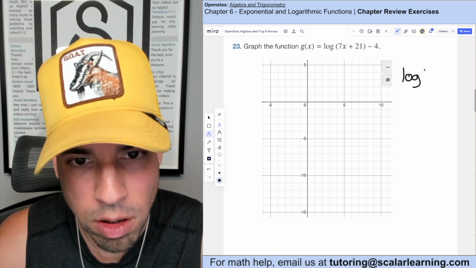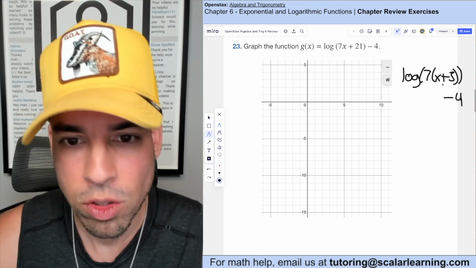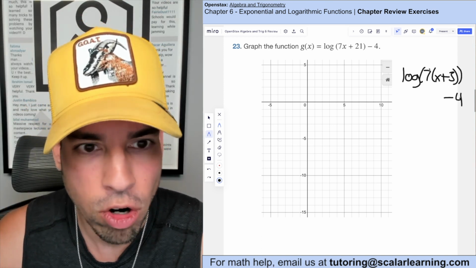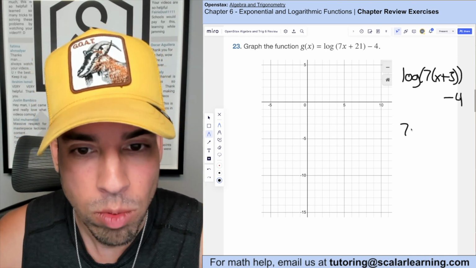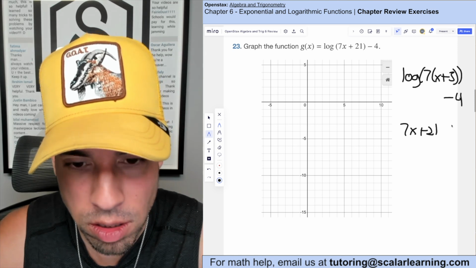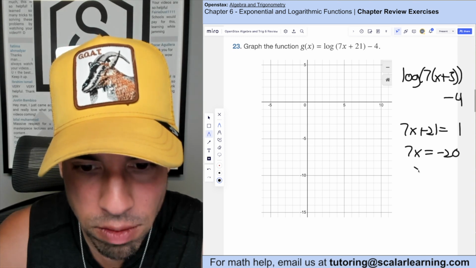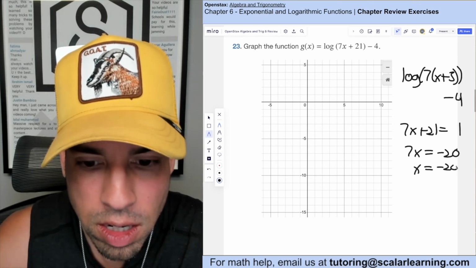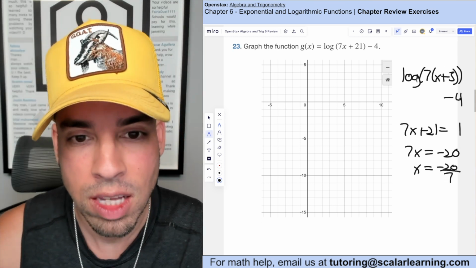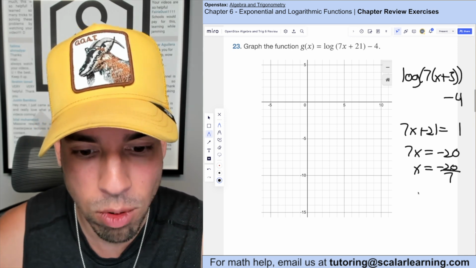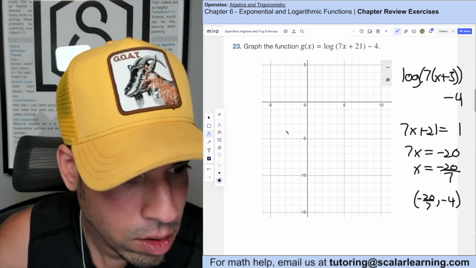So for this one, we're going to start by factoring a 7 out of that internal argument. So it's going to be log of 7 times x plus 3, and then minus 4. The first thing I'm going to do is try and figure out when we can get this argument equal to 1, because log of 1 is always 0. So we're going to set 7x plus 21, this whole thing, equal to 1. So subtract 21 from both sides. 7x equals negative 20. Divide by 7, we get x equals negative 20 over 7, which is pretty close to negative 3. Now, this is cool because that's when this goes to 0. 0 minus 4 is negative 4. So we have one coordinate at negative 20 over 7, comma negative 4. And that's right about here.